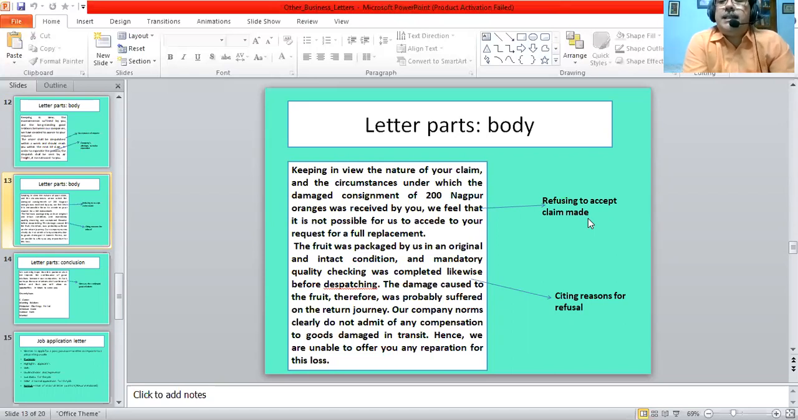So, there are certain company norms which bind the companies to give replacement or refund or not. So here, the goods being damaged in transit, there will obviously not be any compensation given. So the company is saying no, but that too in a very polite way. So the settlement of the claim, once again, is by refusing the customer's claim.